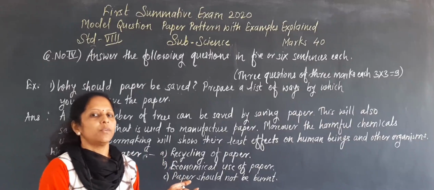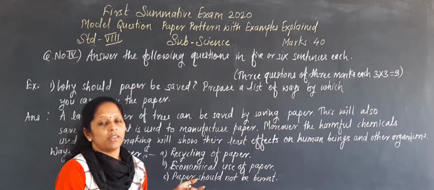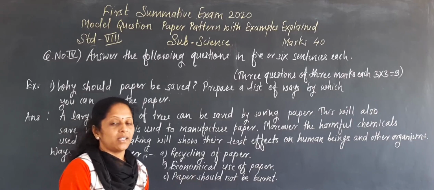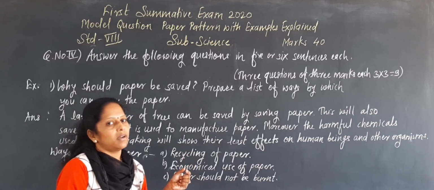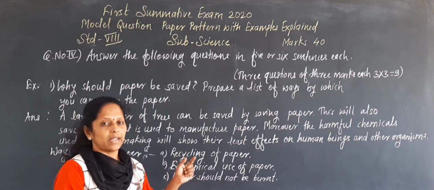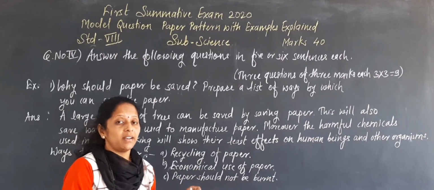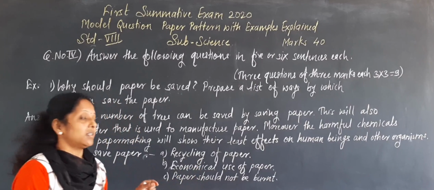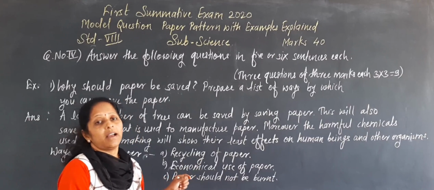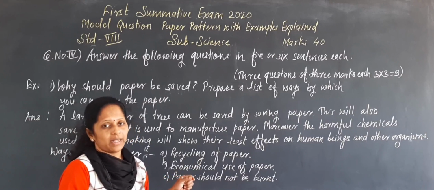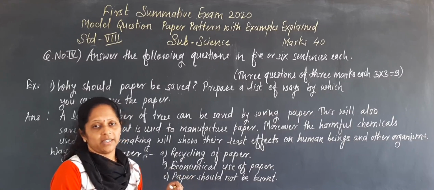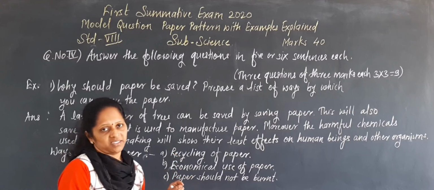Yesterday we saw that objectives are there, 4 marks, 4 objectives, but I solved 2 objectives. Like that, the second question is there. Which is the second question? The second question is write answers in one sentence. That is also 4 marks. 4 questions are there, and I solved 2 questions.